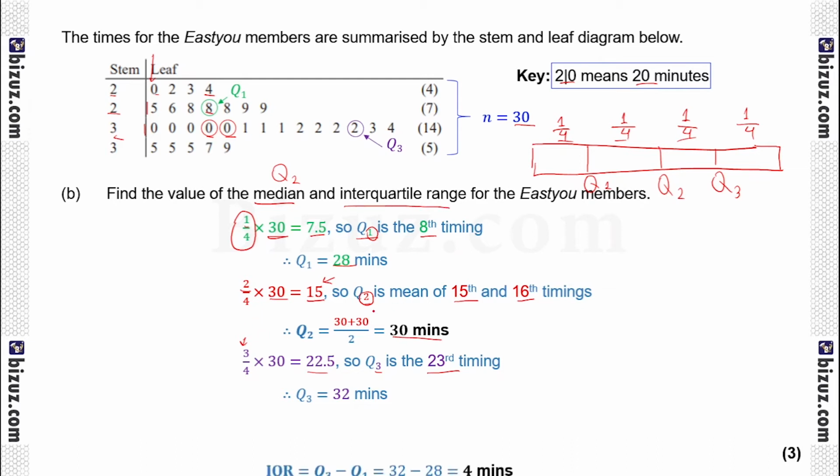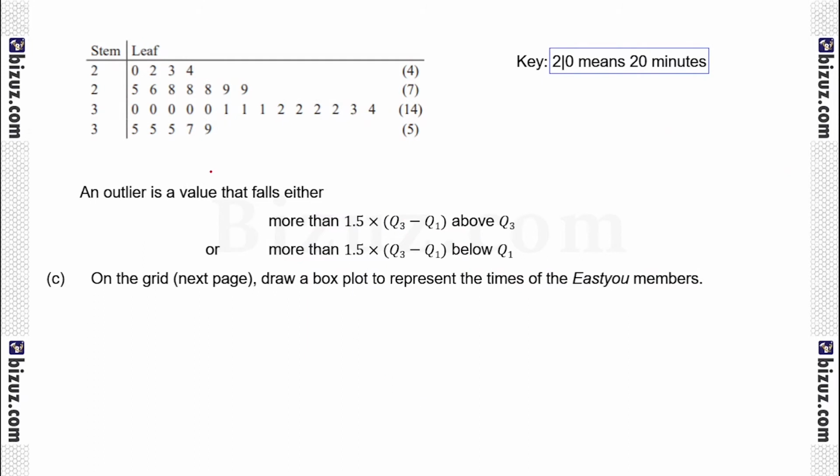It's the interquartile range. The formula for IQR is Q3, your upper quartile, minus your lower quartile, Q1. As we can find here, that's 32 minus 28, which is basically 4. Okay, so let's move on.